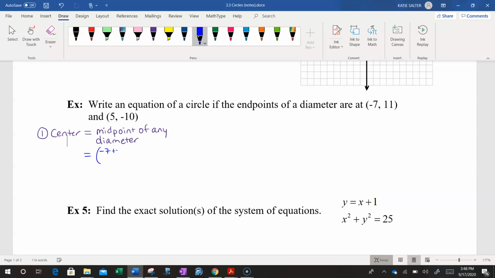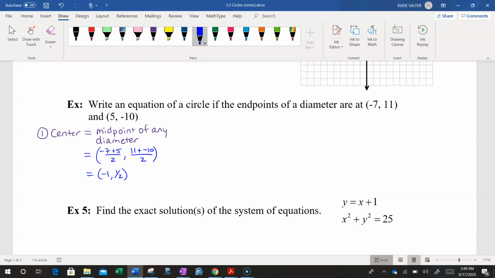So negative 7 plus 5 divided by 2, that is going to give us negative 2 divided by 2, which would be negative 1. And then 11 plus negative 10 divided by 2, so that's going to be 1 divided by 2, which is 1/2 or 0.5. And that gives us the center of our circle.